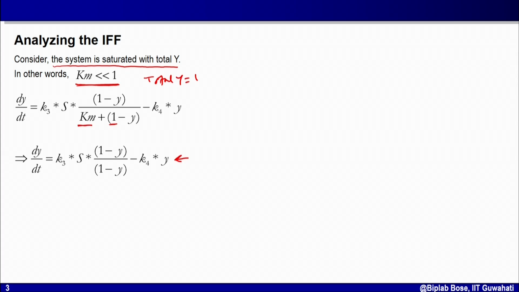Note that here I don't have Km. Now obviously, as I have 1 minus y in the denominator and 1 minus y in the numerator, and if they are not 0, I can simply cancel them. So if I cancel them, then I get this ODE. So here dy/dt is equal to k3 into s minus k4 into y.